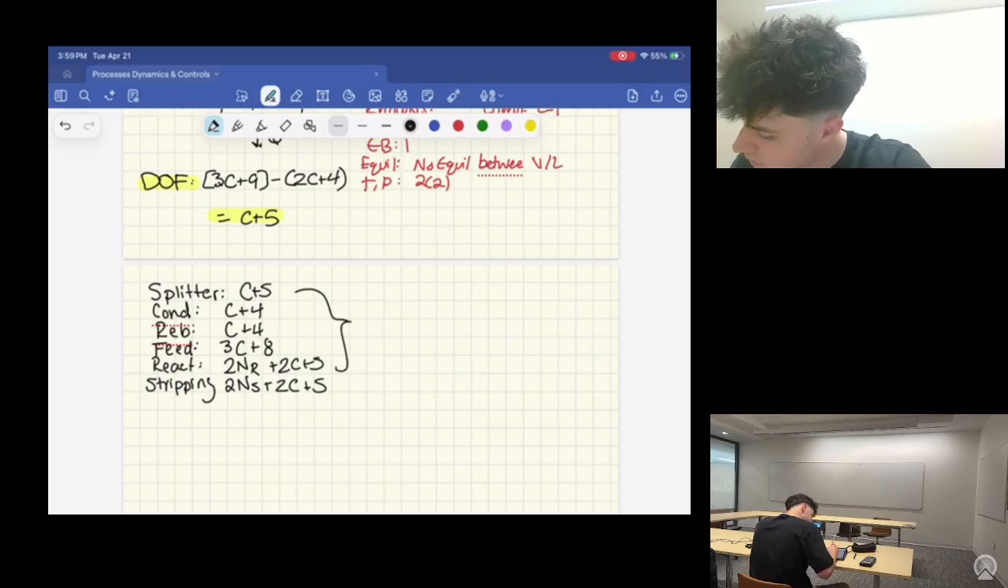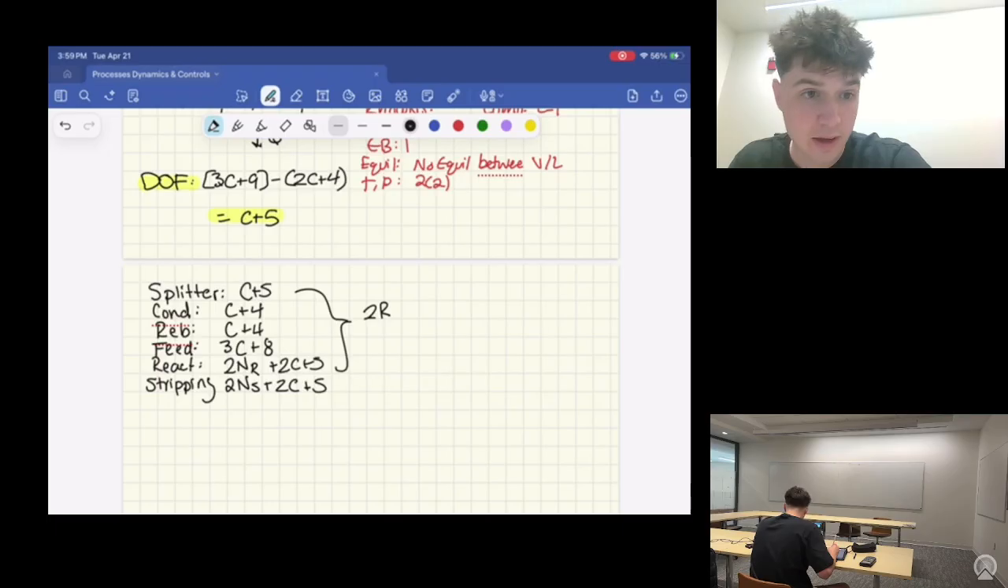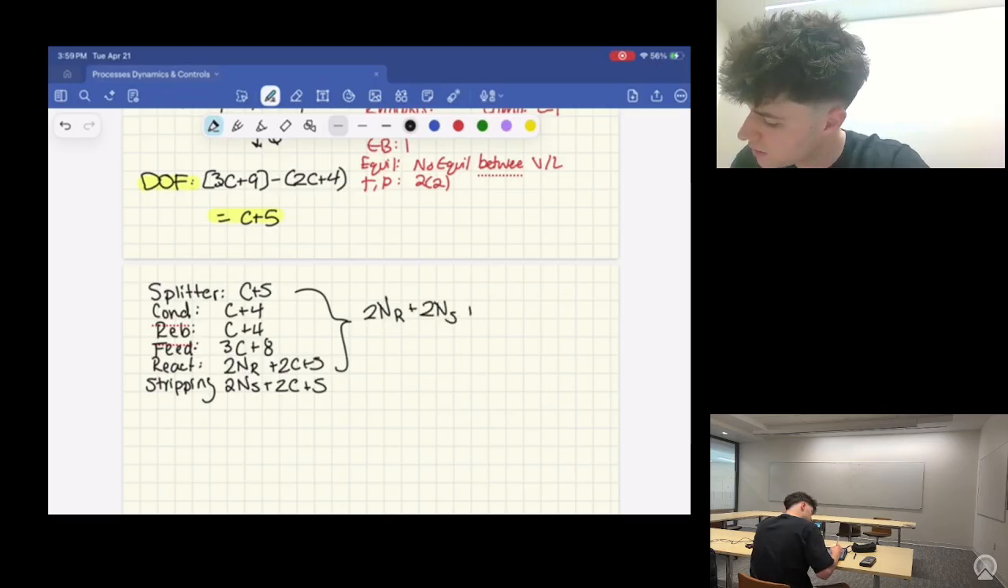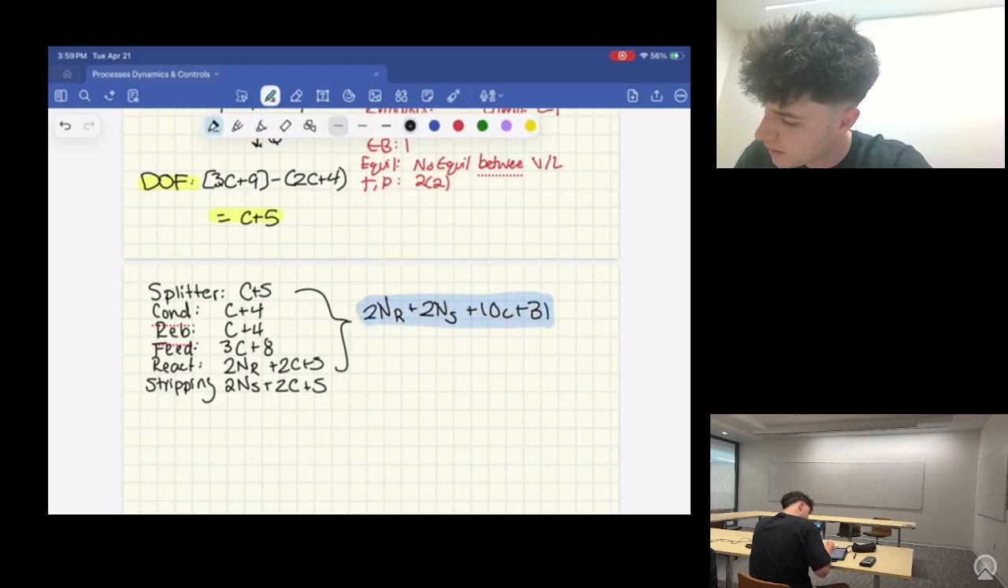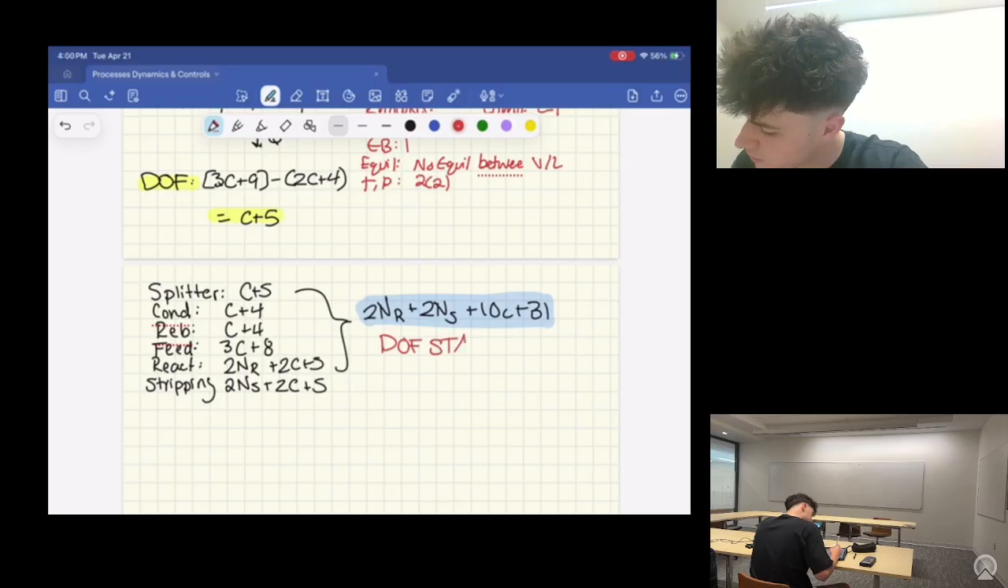which we combine into 2NR plus 2NS plus 10C plus 31. And this is the big important equation that we have been looking for this whole time. We'll write this in red. This is the degrees of freedom for stages in series.